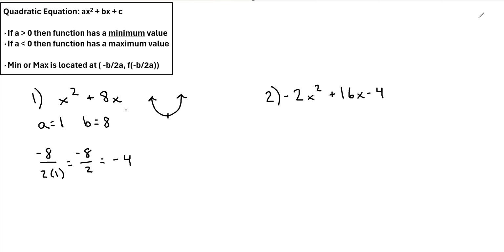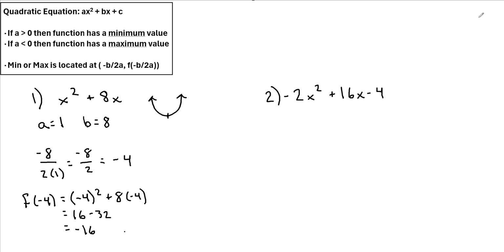Now that we know the x value, we just plug that into the equation f of negative b over 2a. So let's plug that in for x. It's equal to x squared plus 8x, so let's plug in negative 4 for the x. So negative 4 squared plus 8 times negative 4. Negative 4 squared, that's negative 4 times negative 4, that's just positive 16. Plus 8 times negative 4, that's negative 32, so we'll say minus 32. So 16 minus 32 is negative 16.